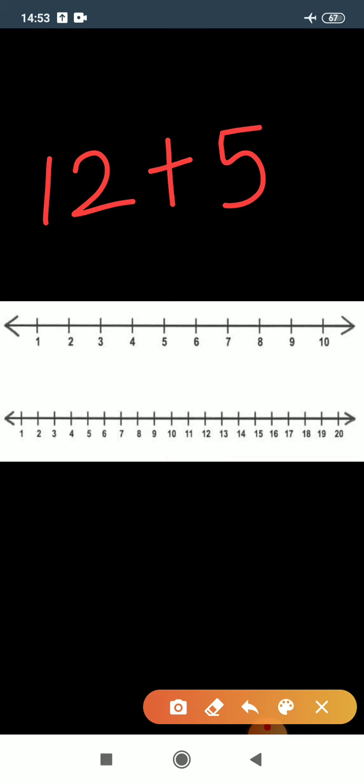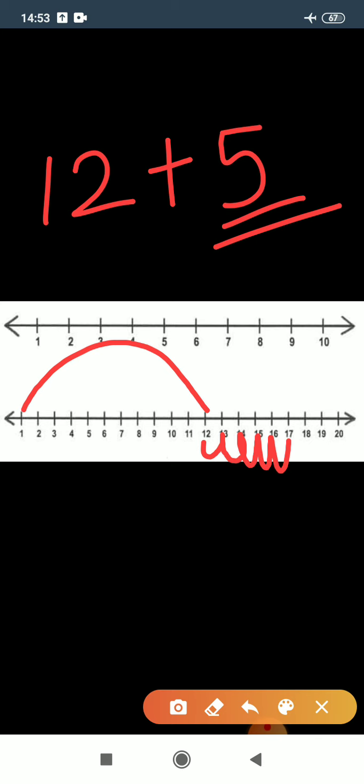Now suppose my next example is 12 plus 5. Okay, so first my jump on 12. After that we need to jump 5 steps ahead. So 1, 2, 3, 4, 5. That means on 17. Okay, so 12 plus 5 equals 17. Without calculating on our fingers we get the answer.